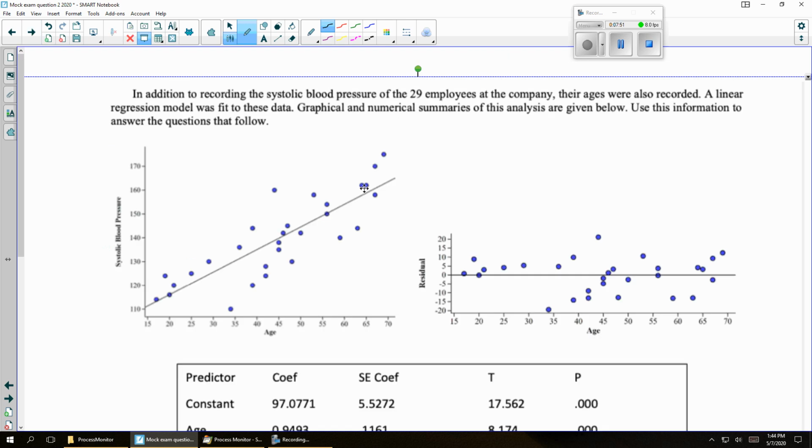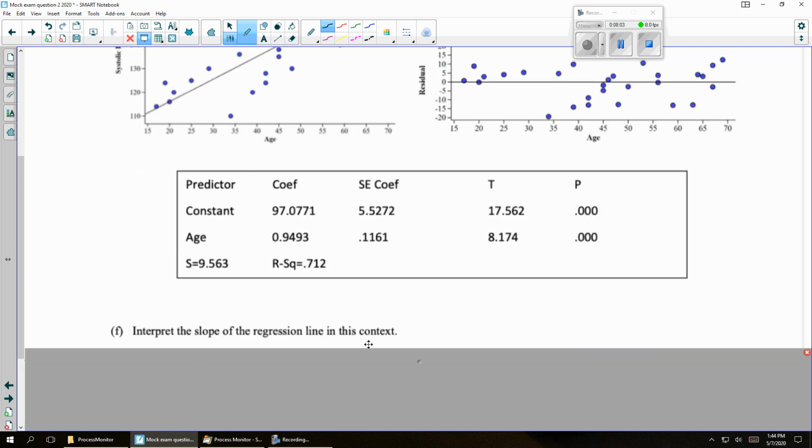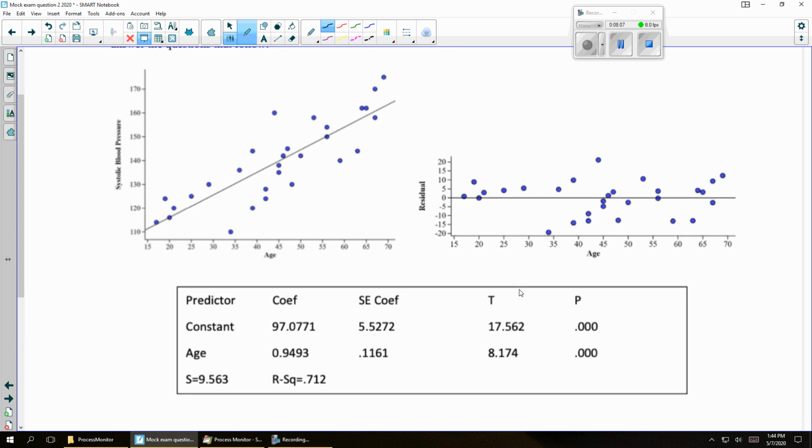Ooh, look at all this. Now don't get overwhelmed with this. They've given me some data, kind of skimmed through this: linear regression, there's a residual plot, some different stuff, summary statistics. Interpret the slope of the regression line in this context. Okay, so I've got to figure out what is the slope. I can look at this and get an idea that the slope is something positive.